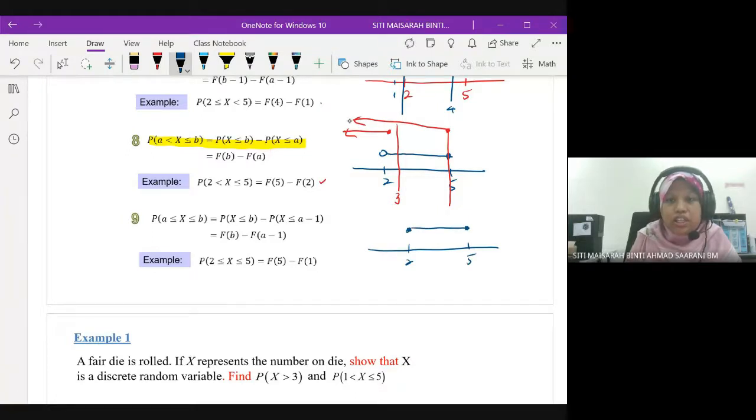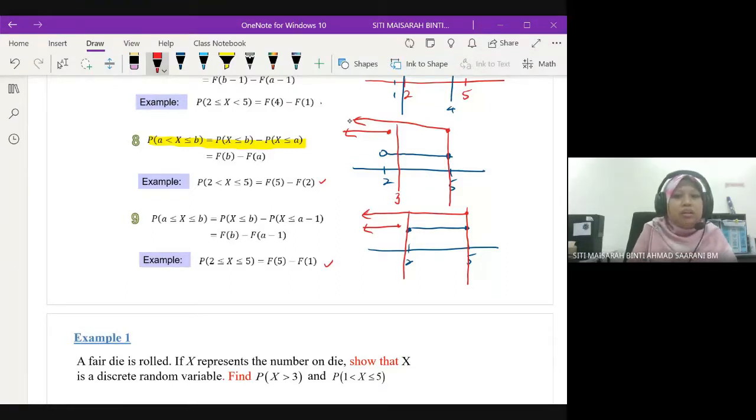Okay, so jadi dia punya start dia dekat 5 kat sini. Tapi sini pun 2. Dua-dua ni include lah. 2 dengan 5 include. So jadi nak kira dia ambil 5, F5 tolak dengan F1. Tak boleh buang dua-dua include lah. So F5 tolak F1. So sini dapatlah macam ni.